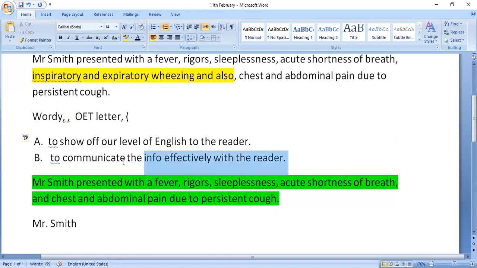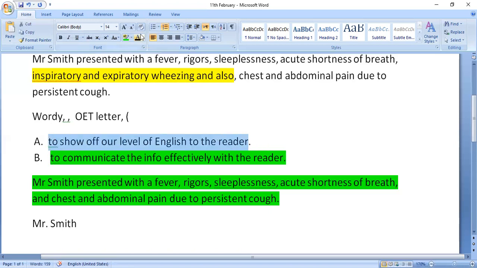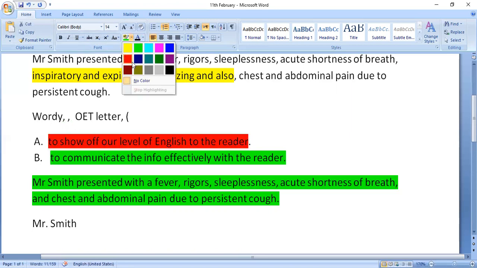Excellent. So the main thing is to communicate the message effectively to the reader: what the information is, what the condition of the patient is, what the update is, how his condition was during hospitalization, how his condition evolved. This is just the overall situation. Many students keep focusing on their high level of English, and at the end their message is not easy to understand. Not both. The main one is B.